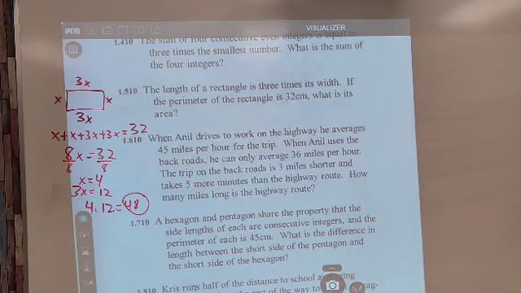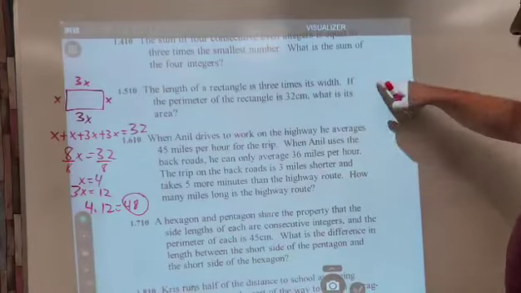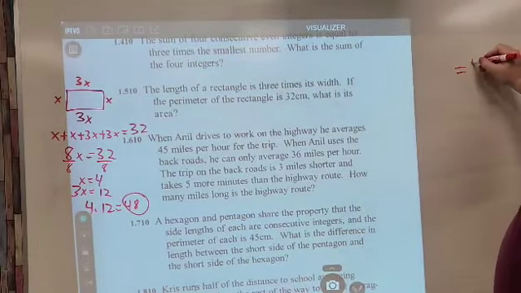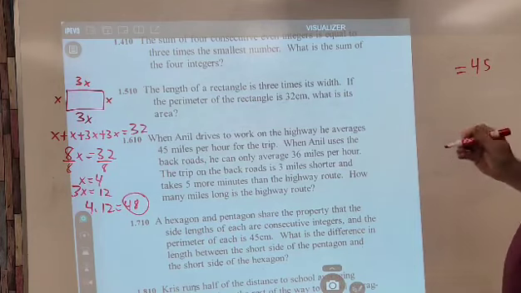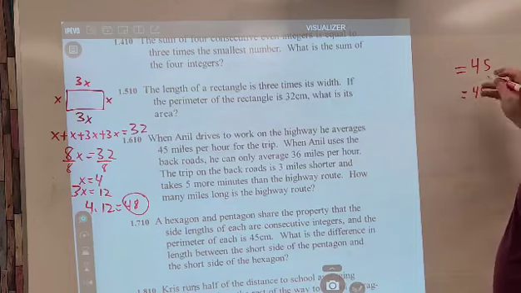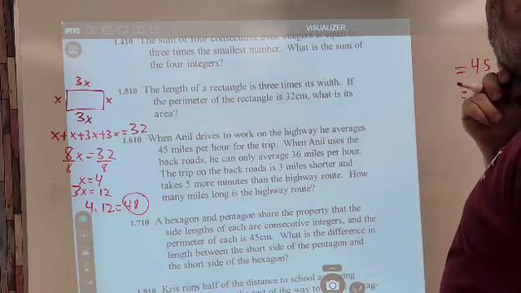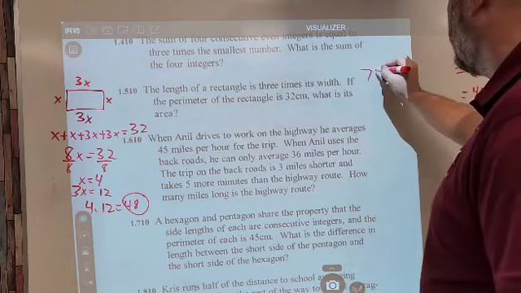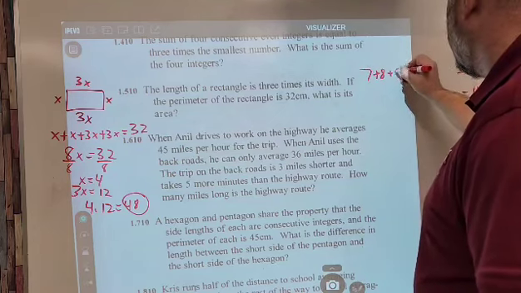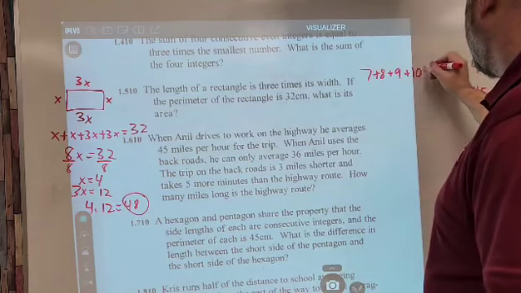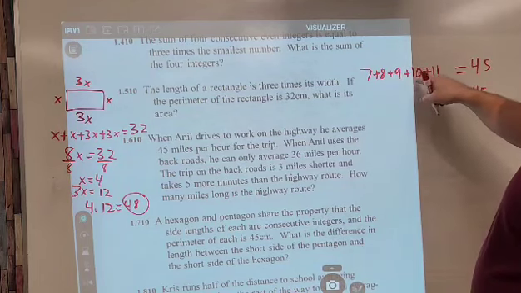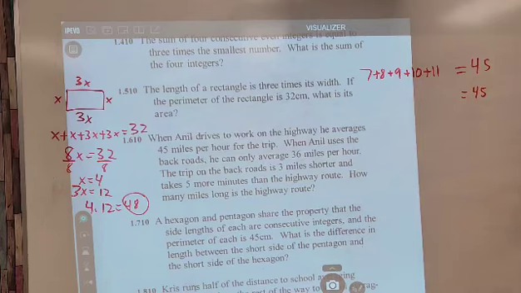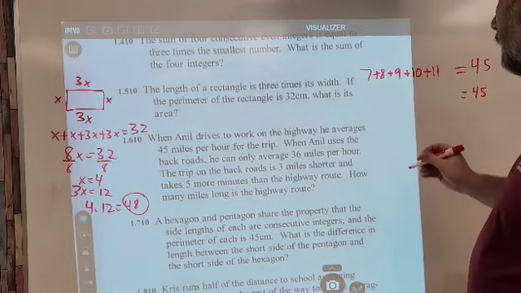We have to know the pentagon is what? 5. So we have to add 5 numbers up, and they're going to total 45. The hexagon, we're going to have to add up 6 sides and get 45. Okay, so when I was doing this earlier, I think it was 7 plus 8 plus 9 plus 10 plus 11. Let's see if I remember that right. 15, 24, 34, 45. Yep. So that was my pentagon, those sides. And what's my shortest? 7, so let's keep that in mind.